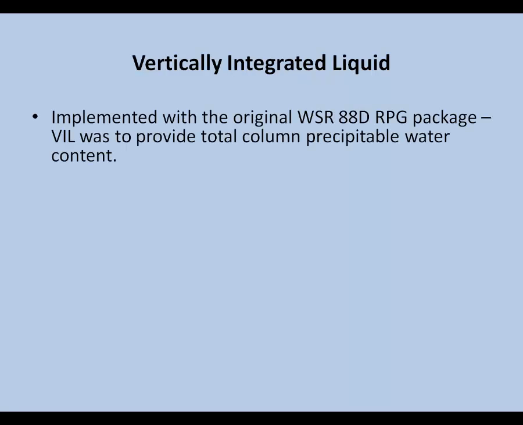It was implemented with the original WSR-88D package back in the early 90s. And believe it or not, it was originally designed to give you column precipitable water content. In other words, it had nothing to do with hail at all. It was just trying to give you PW values for each pixel that you see there on your screen.